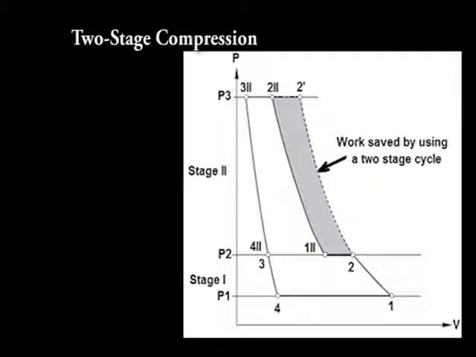In this PV diagram, the gas is isentropically compressed from 1 to 2, allowed to cool between 2 to 1', and is isentropically compressed from 1' to 2'. For single-stage compression, the gas would be isentropically compressed from 1 to 2'. The gray area between the two curves is the work saved by using a two-stage cycle.